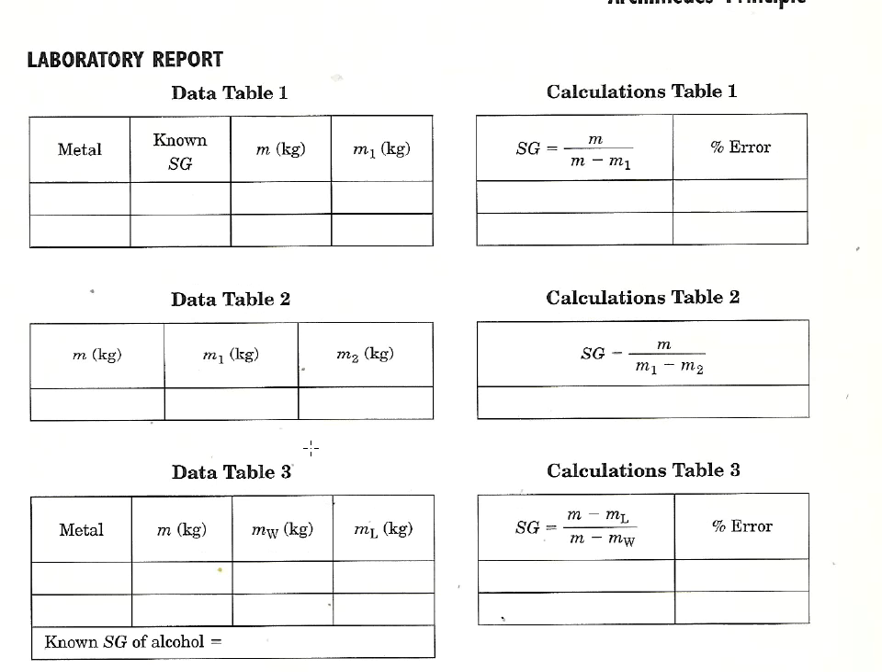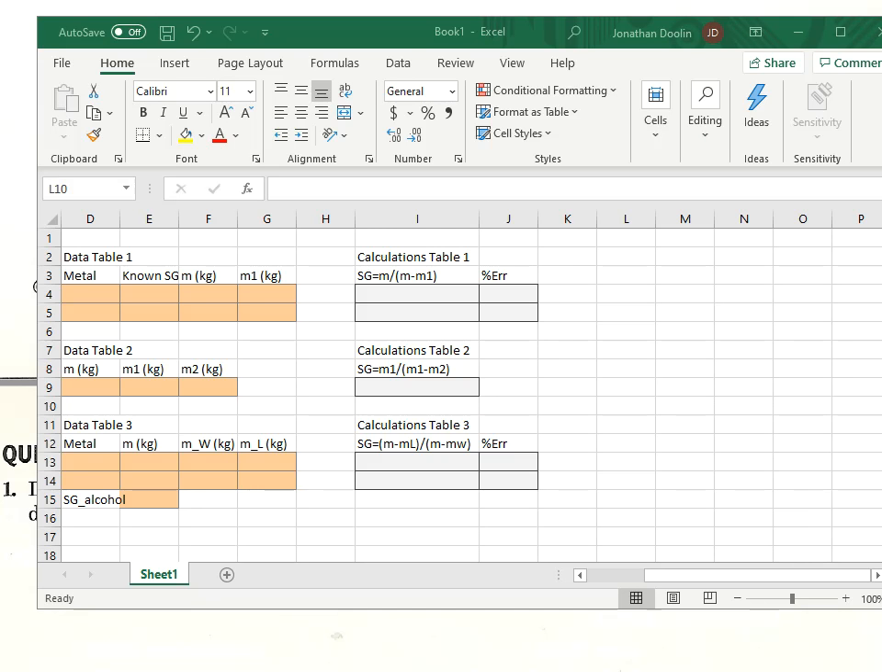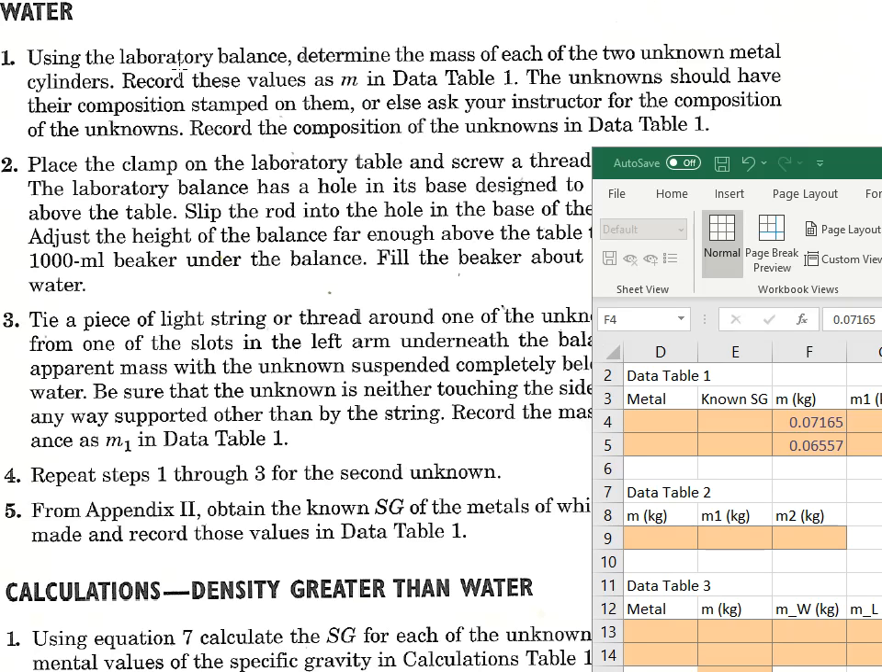So I think what I ought to do is take this laboratory data table and copy it into good old Excel. And here it is: data table 1, data table 2, data table 3, calculations, table 1, table 2, table 3. And we're going to say that we measured the masses to be 71.65 grams and 65.57 grams.